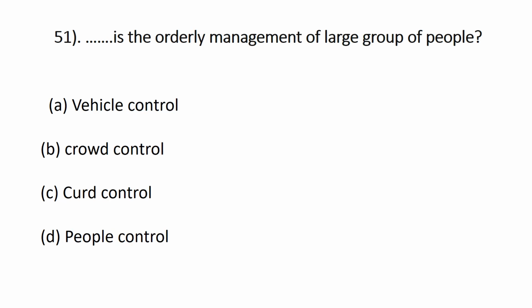Question number 51. Is the orderly management of large groups of people? A. Vehicle control, B. Crowd control, C. Crowd control, D. People control. Okay, the management of a large group of people is crowd control. So B is the correct answer for that question.